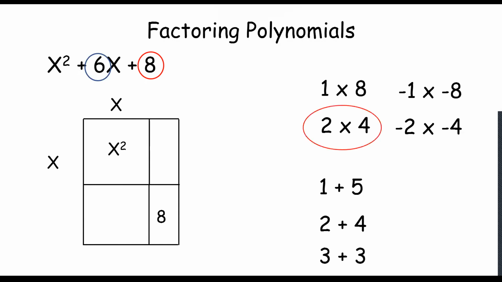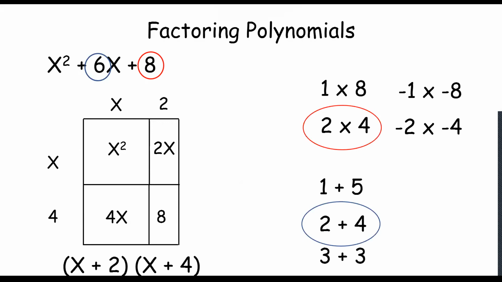In this case, 2 and 4 will work because they meet both constraints. Place the 2 along the top edge of the box and 4 along the side, or vice versa. Complete the multiplication to get 4x in one box and 2x in the remaining box. The factored form becomes x plus 2 times x plus 4.